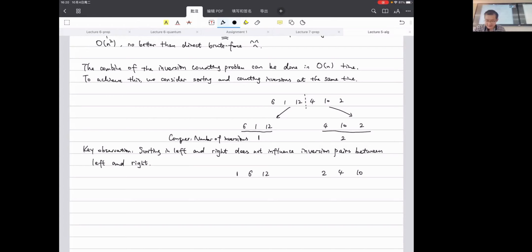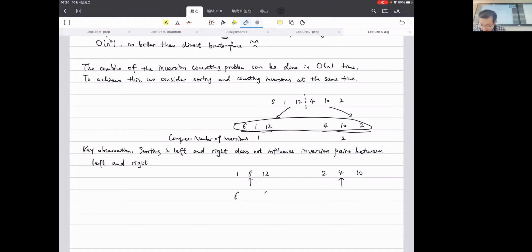If we look at the original and at the inversion pairs here, you can clearly see that, for instance, 6 and 4 is an inversion pair. But no matter how you sort this, the left part is always to the left of the right part. The corresponding index is always going to be smaller. Whether 6 is in this place or 4 is in this place, this does not influence the inversion pairs.